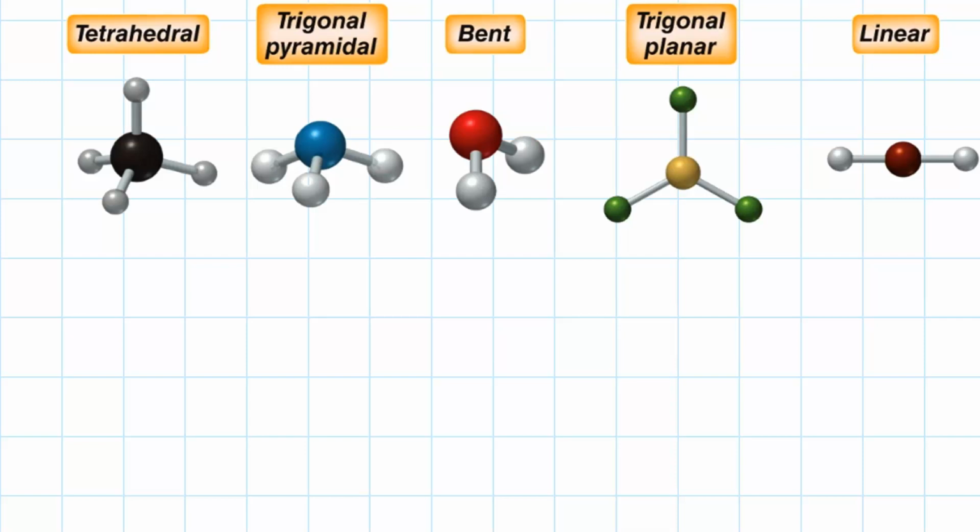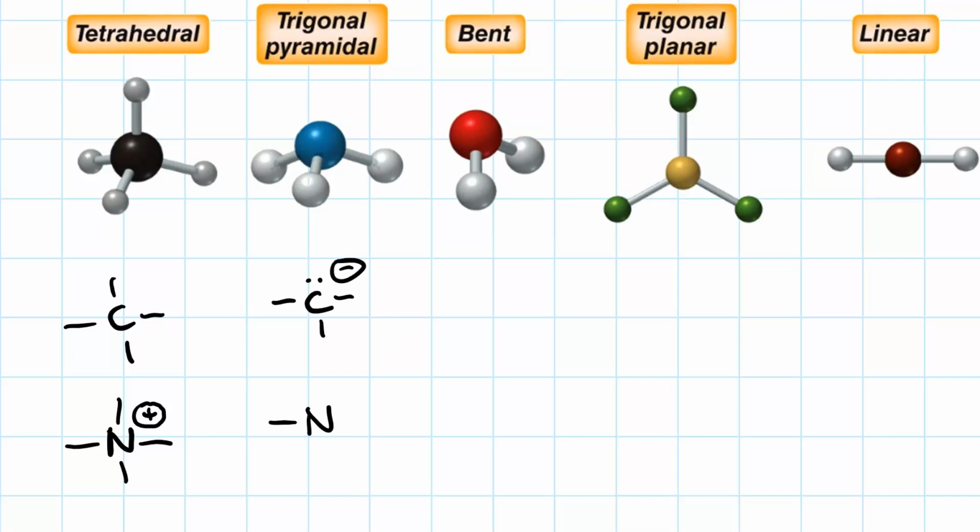So you'll see tetrahedral when you have a carbon with 4 bonds, or a nitrogen with 4 bonds. And if the nitrogen has 4 bonds, it'll be an ammonium cation. That is, it'll have a +1 charge. You'll see trigonal pyramidal if you have a carbanion. That's a carbon with 3 single bonds and a lone pair. You can also see it with a neutral nitrogen, 3 single bonds and a lone pair.